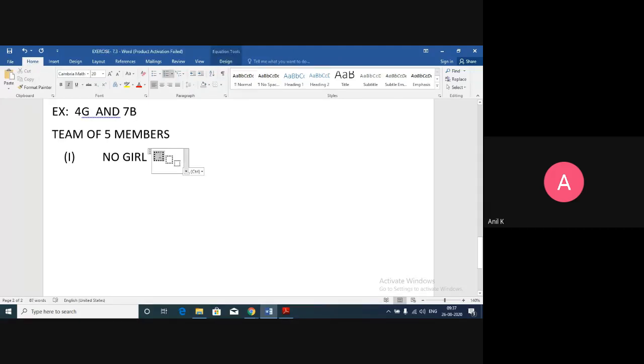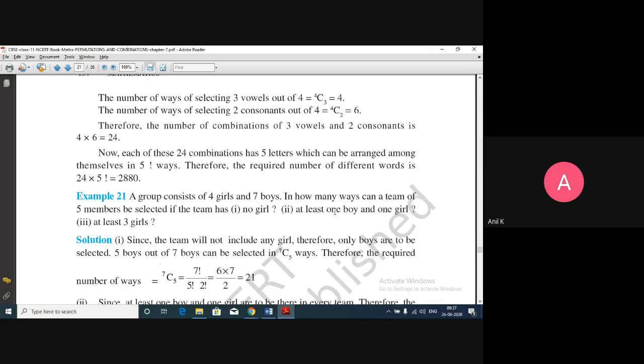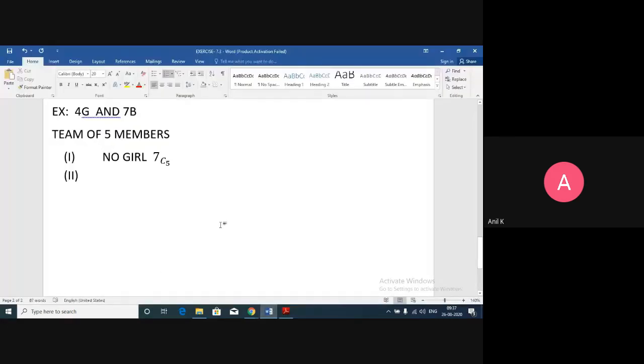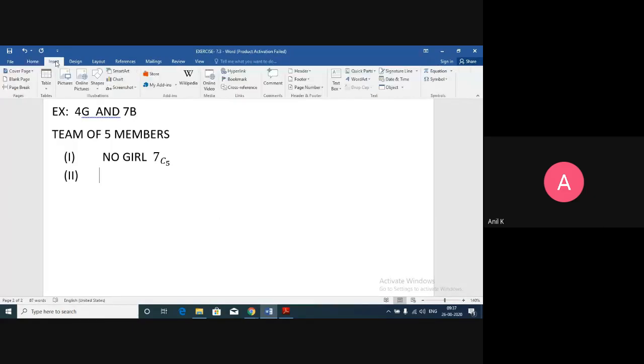Okay, you can put it as 7C5, because from the girls, I cannot take anyone. That is the condition given to us. No girl. Now, what about the second question? At least one boy and one girl. So, how do you work on it? One boy and one girl. So, I'll go for the cases here. My first case, let me start this one.